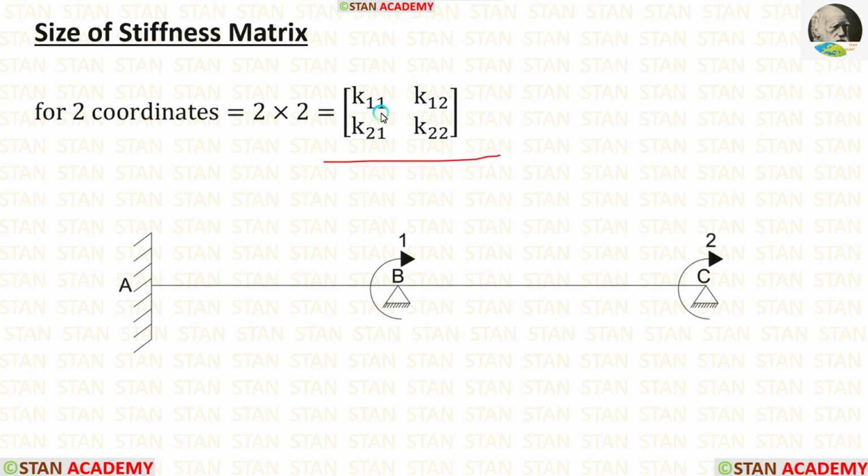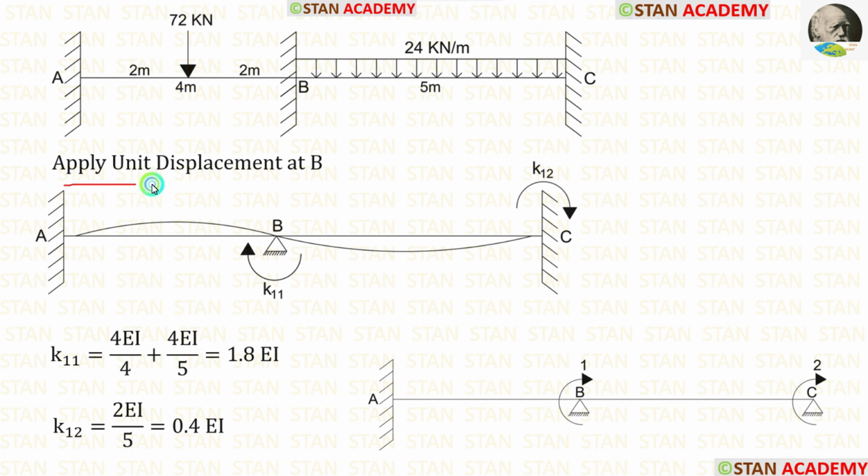In this matrix, first let us calculate the first row. For that, we have to apply unit displacement in the first coordinate. Let us apply unit displacement in the point B. In the point B, there is a fixed support, but when we apply unit displacement, it is no longer a fixed support, it becomes a hinged support. Because in the fixed support, there will be no displacement. Since we apply unit displacement, this fixed support becomes the hinged support.